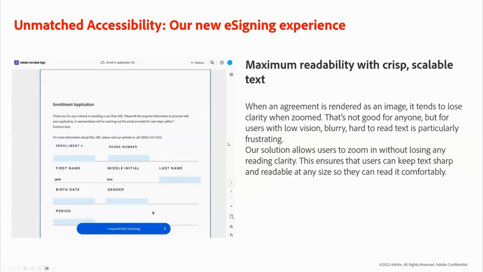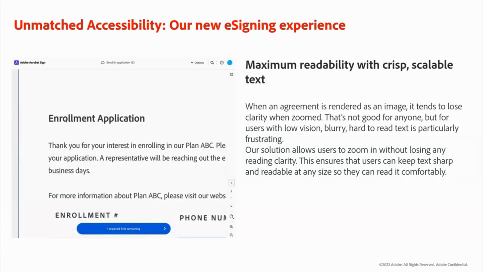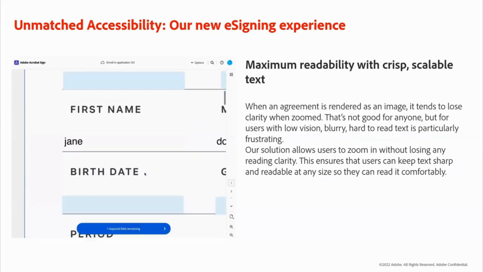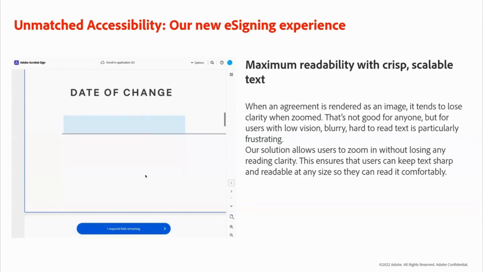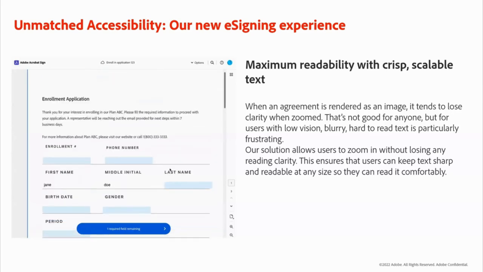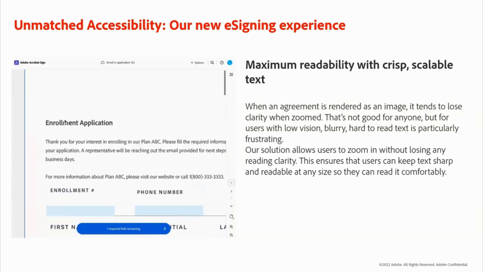Sorry, I pushed next there too quickly. And because we're now rendering the actual PDF in the signer's experience, you now have the ability for those with low visibility, and not just visual impairment completely, but low visibility, to zoom into those documents at whatever scale they want while retaining the readability, the crispness of it, because it's not an image.